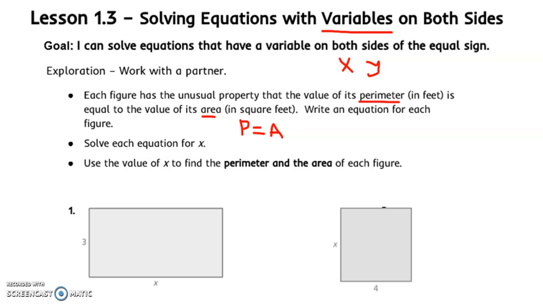Today we're doing lesson 1.3, solving equations with variables on both sides. And now remember, a variable is the letter in the equation, which is usually an x or a y.